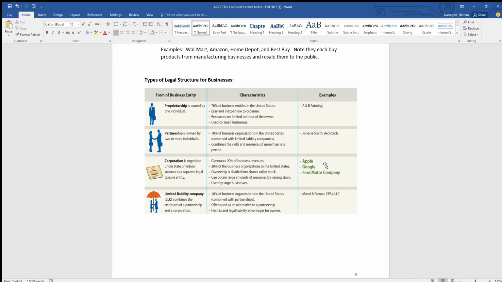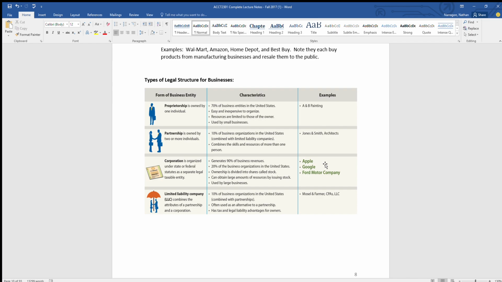And then for taxes, they've got certain things too. Again, for the corporation, we're going to get into the structure itself in a later chapter, so be prepared for that.